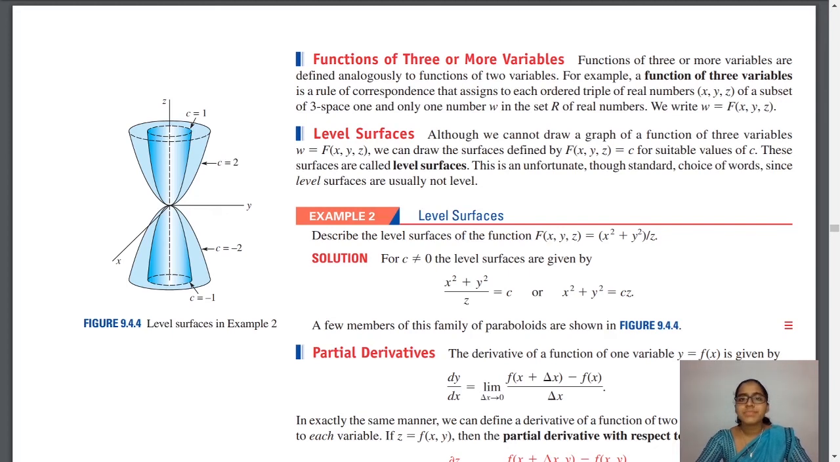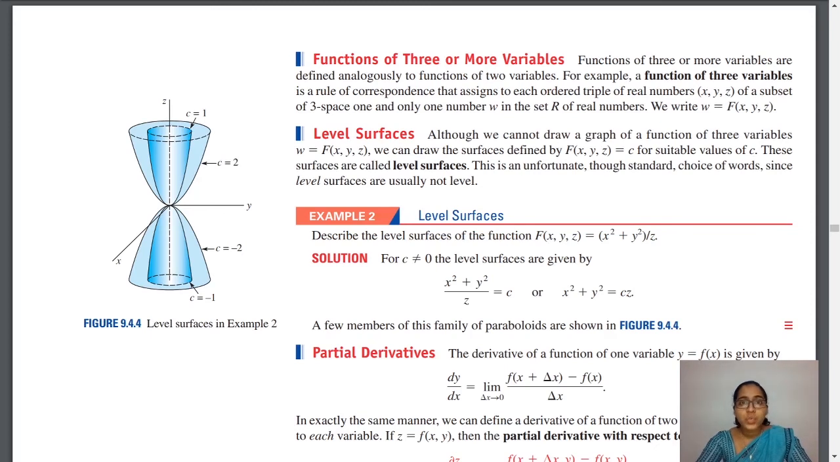We had done functions of two variables. In that, for every ordered pair we can associate a real number. In functions of three variables, for every ordered triple we can associate a real number, w equal to capital F of x, y, z. Again, we can discuss the level surfaces in the three variable case.